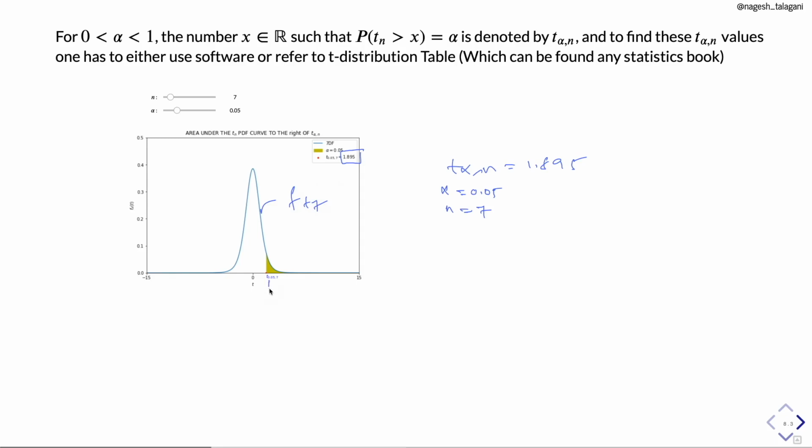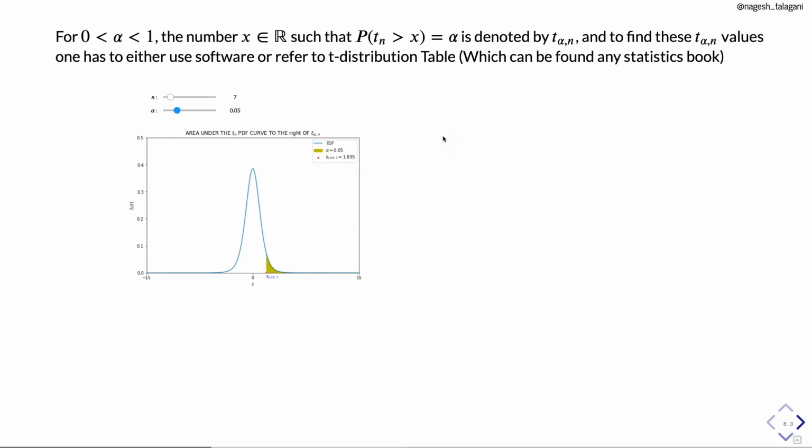So this red dot is the location 1.895. Now the area of this yellow shaded region, which is the area under the t_7 PDF curve to the right side of this red dot, is exactly equal to 0.05. Likewise you can get the t_{alpha,n} values for various values of alpha and n. I hope you can play with this.